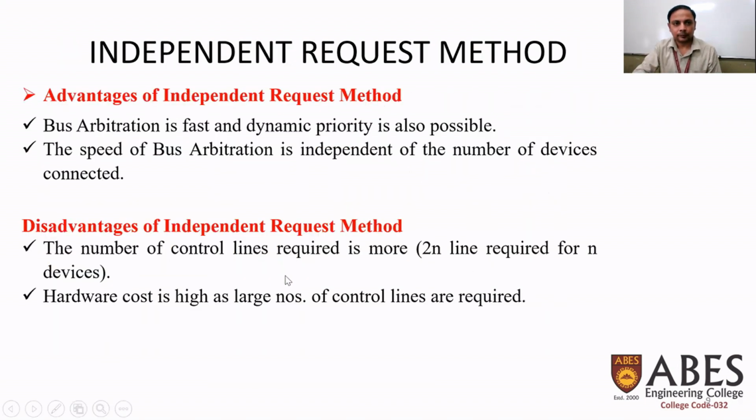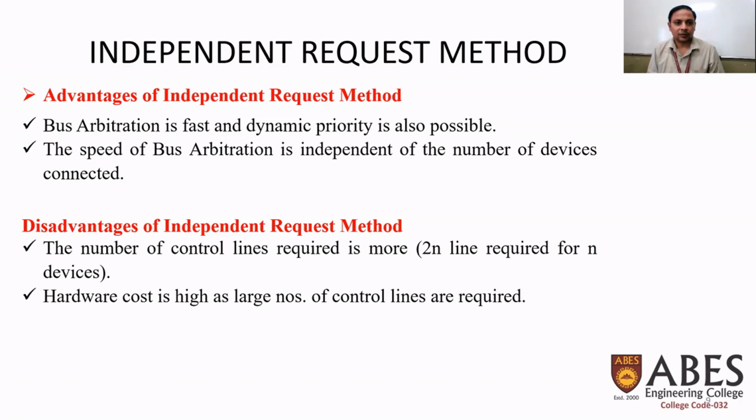So there are some advantages of the independent request system. Bus arbitration is a little fast and dynamic. Priority is also possible in this technique. The speed of the bus arbitration is independent of the number of devices. So the number of devices or the number of bus masters doesn't affect the performance of this method.